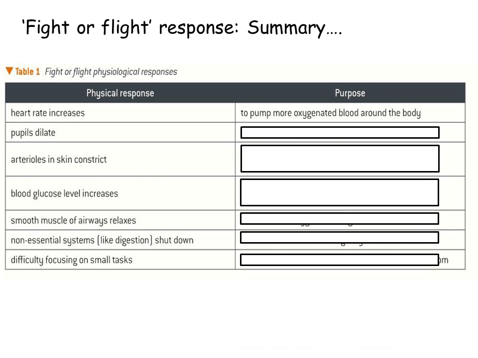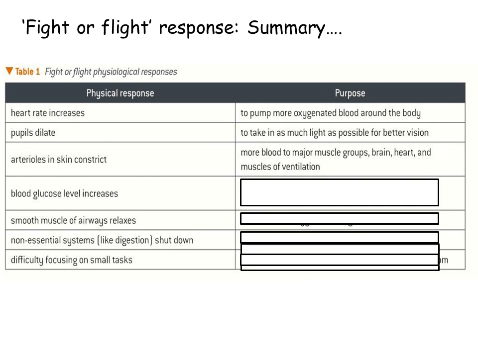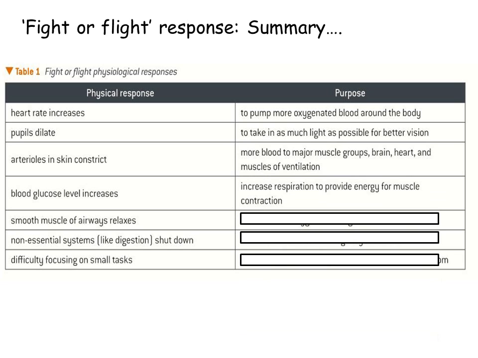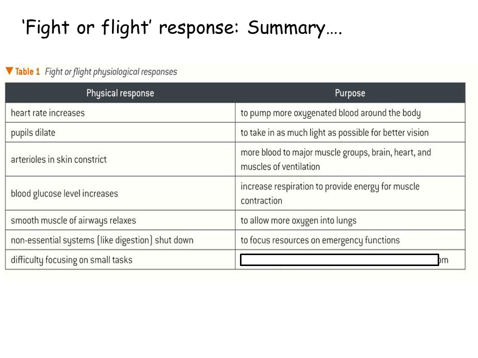So heart rate increases to pump more oxygenated blood around the body. Pupils dilate to take in as much light as possible for better vision. The arterioles in the skin constrict, so more blood is passed to the major muscle groups like the heart and the brain. Blood glucose levels increase, which allows for increased respiration to provide the energy for muscle contraction. Smooth muscle of airways relax to allow more oxygen into the lungs. Non-essential systems like digestion shut down, and this allows all the resources to focus on the emergency part of the body. And the difficulty focusing on small tasks, the brain is focusing only on where the threat is coming from.